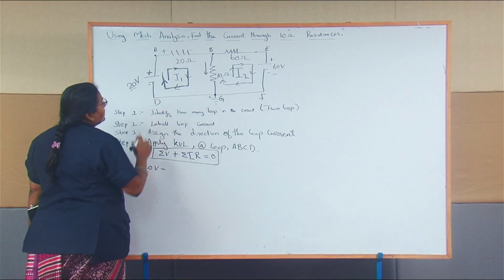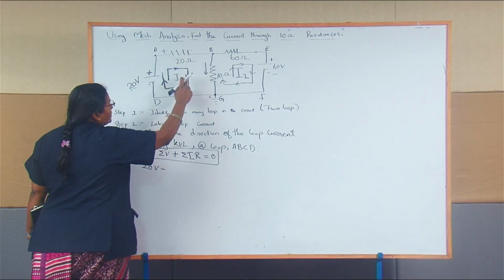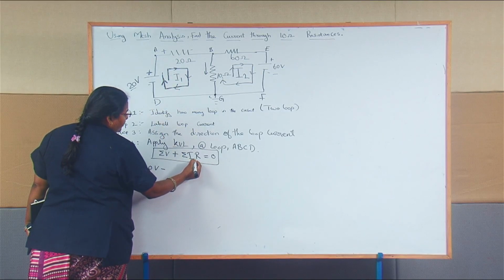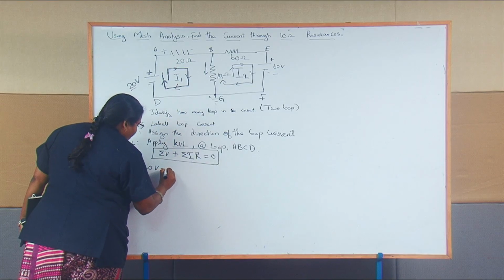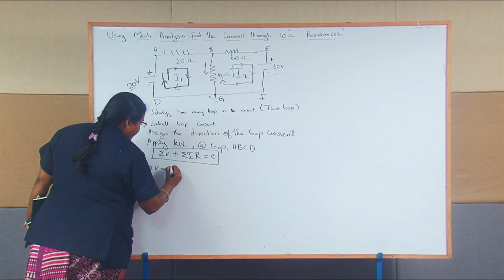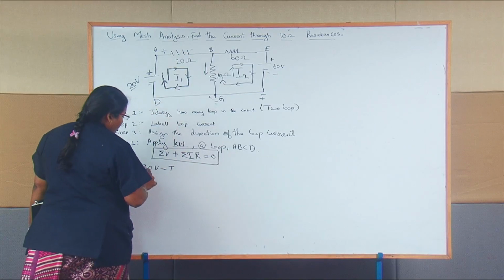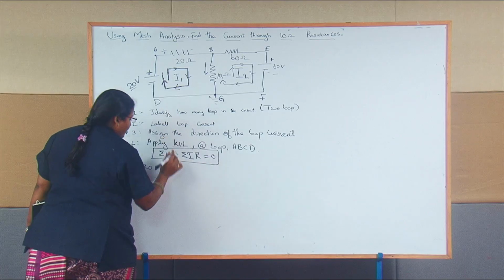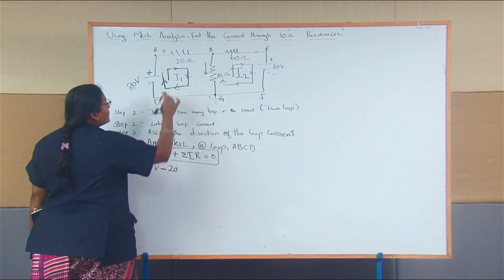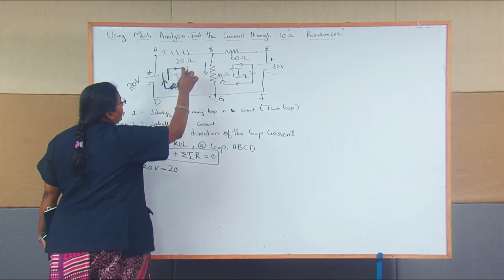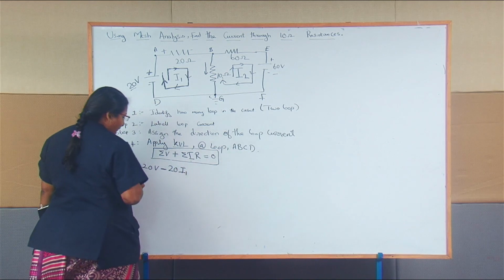Here they have given a 20 ohm resistor. So the current flowing through this 20 ohm resistor is I1 and this R is 20 ohm. Plus into minus, it ends at minus. So minus 20 I1, where the resistor value is 20 and the current flowing through this resistor is I1.